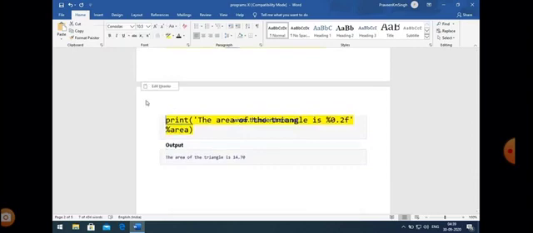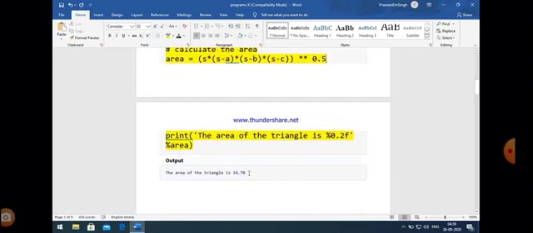Now I think it is clear to all of you. The concept is quite clear to all of you. So this is the program for how to calculate the area of the triangle.